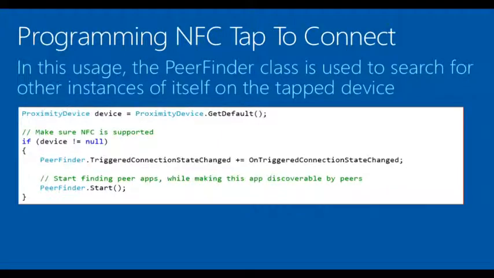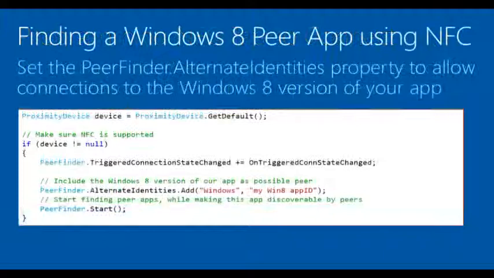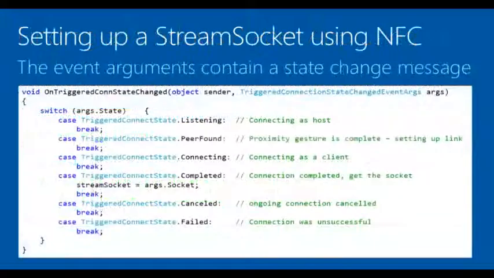So this is the interesting one, programming NFC to tap to connect. You'll need to again use the Peer Finder API. You'll need to hook up the triggered connection state changed event on that object, and then you start the Peer Finder object. And you can also connect to Windows 8 devices with the same thing. This works across Windows 8 and Windows Phone.